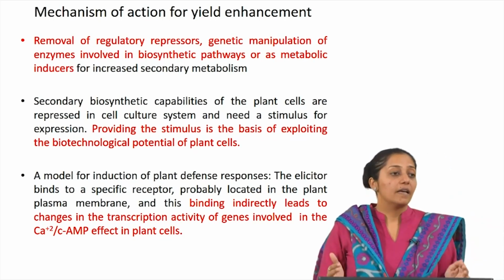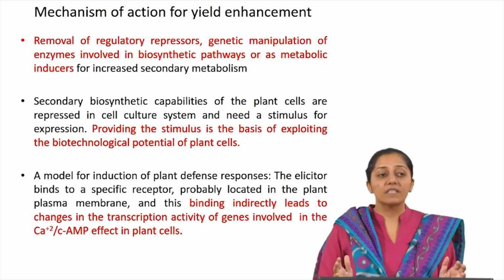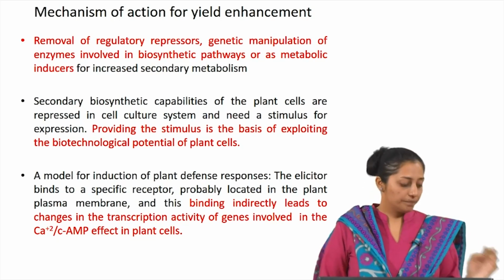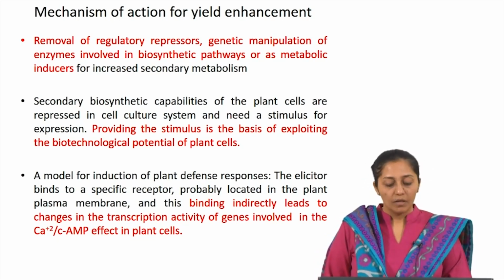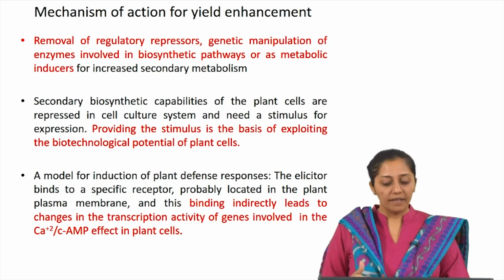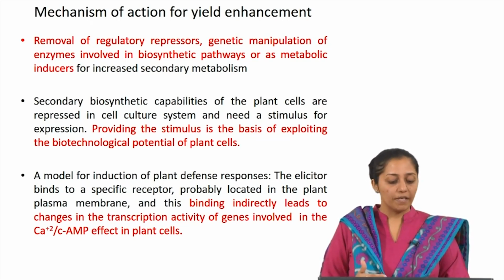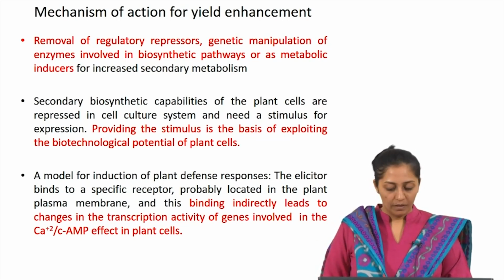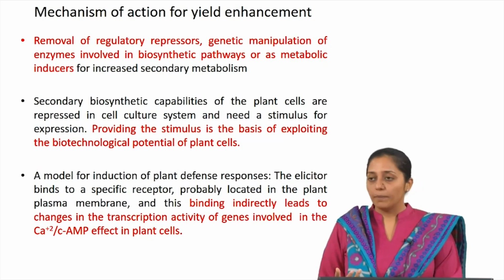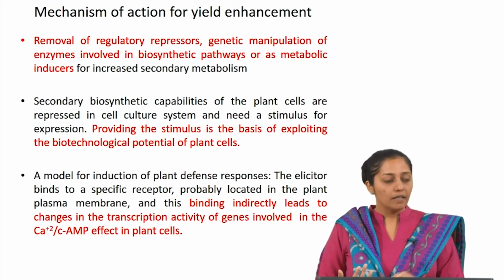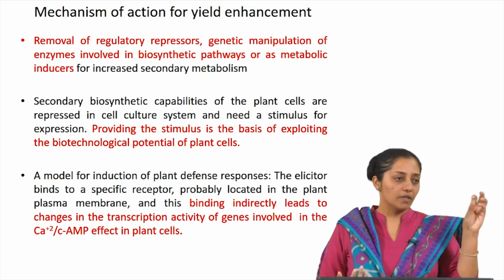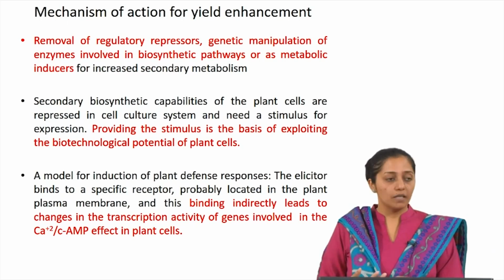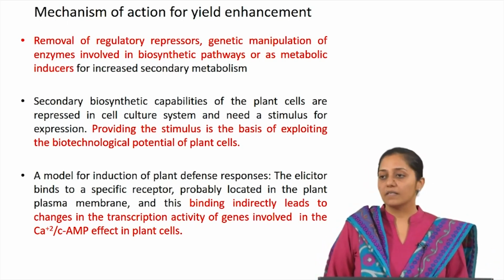Therefore, till date, elicitor addition is one of the most promising strategies to enhance the yield of these in vitro cultures. So, under in vitro conditions, they provide the stimulus which forms the basis of exploiting the biotechnological potential of these plant cells. Now, I have already mentioned binding indirectly. Now, these elicitor molecules, they may bind to the receptors, indirectly inducing the transcription activity of the genes involved in the calcium cyclic AMP signaling pathway.